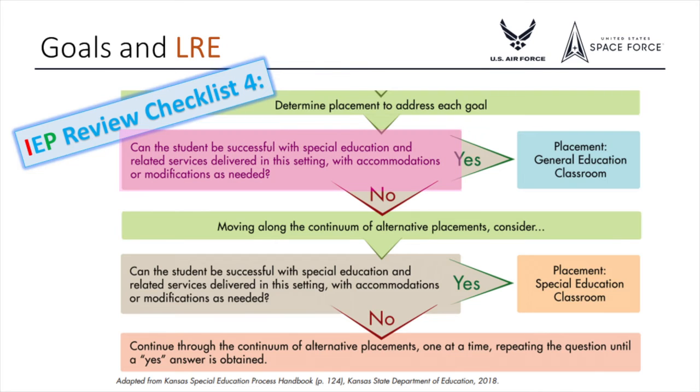The question is whether or not your child can be successful within a general education classroom. If the answer is yes, then they should be placed there. If not, we will move along the continuum on the chart.